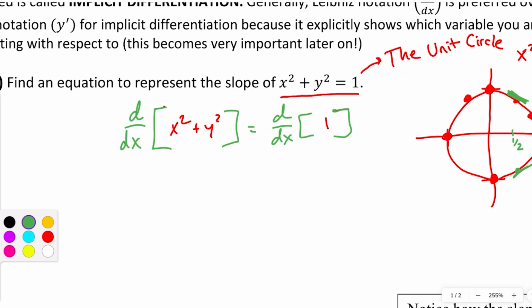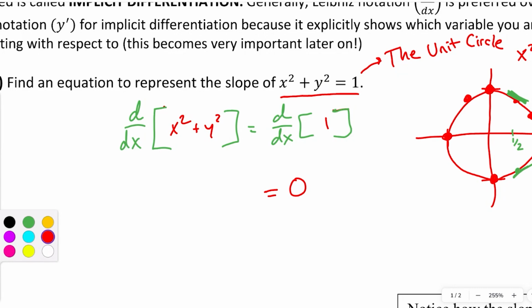So we need to differentiate both sides. Now, the right-hand side, I think you'll find is a little bit easier to differentiate. What's the derivative of 1? 0. Yeah, the derivative of any constant is going to be 0. So we know what's going to happen on the right-hand side here. But I think the left-hand side is a little more unknown. Like, okay, well, how are we going to differentiate this with the y squared in there? That's what's kind of causing the problem.